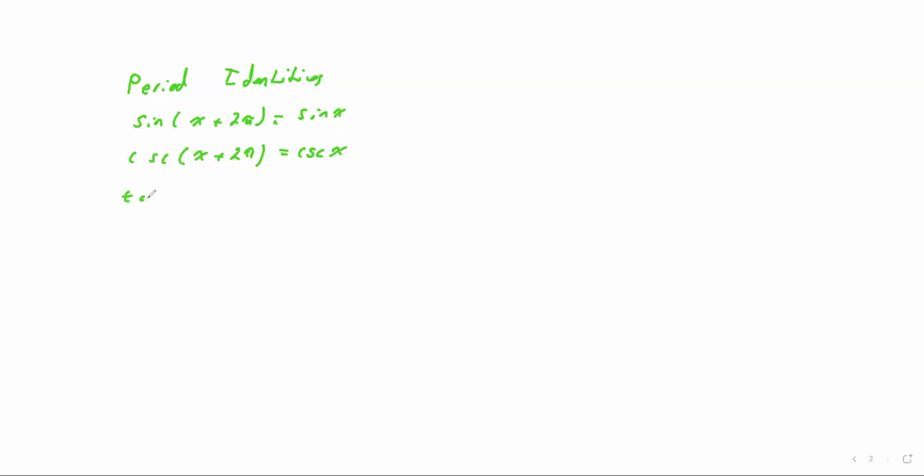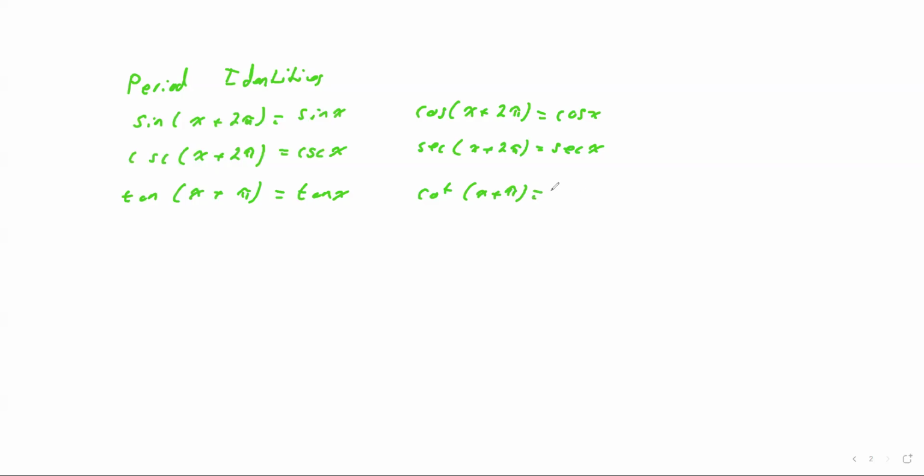And then when you get into your tangents and cotangents, it's going to just be pi, because that is what their period was. So this is tan x. And then we also have, of course, cosine x plus 2 pi equals cosine x. And then we have secant of x plus 2 pi equals secant of x. And then you have cotangent of x plus pi equal to cotangent of x.